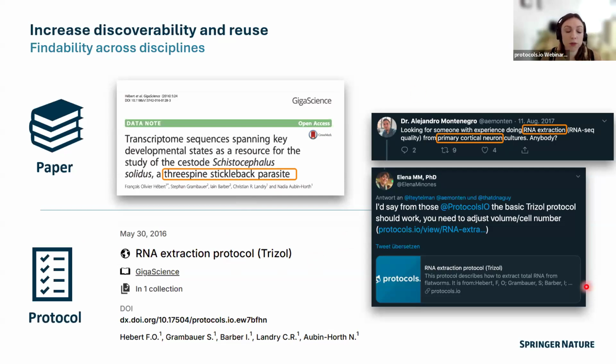And then this is a perfect example of that. So we can see this was an exchange on X, formerly Twitter, where someone was looking for an RNA extraction protocol for primary cortical neuron cultures. And would they be looking at journals on fish parasites? Maybe, maybe not. But because it was published on protocols.io, this researcher can say, hey, check out this basic TRIzol protocol. That might be useful for you. And so it means that more people can find your protocols and then also find your papers, because there is that link from the protocol back to the paper.